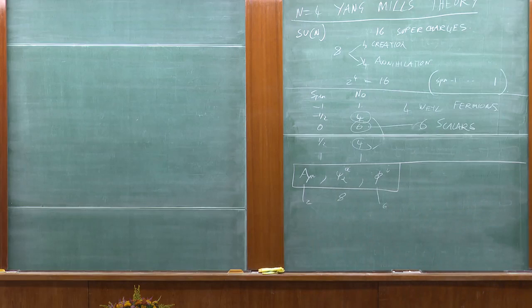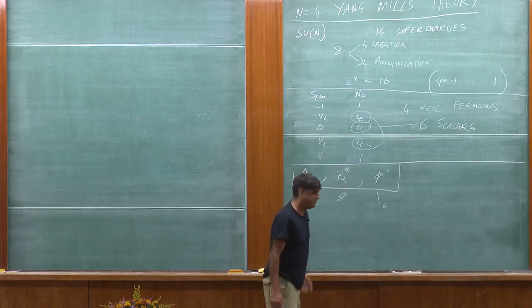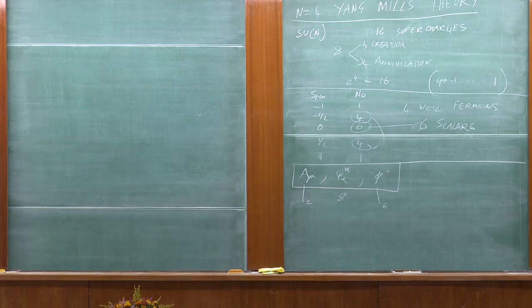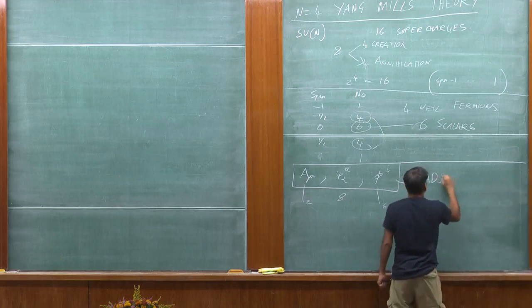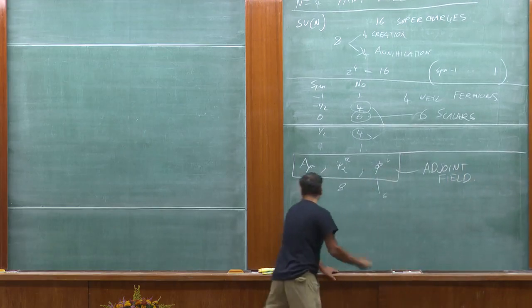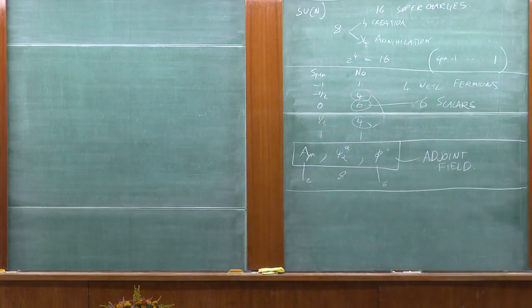Okay, so this is the field content of the theory. So far I have not referred to the gauge indices. But of course, A mu being a gauge field is in the adjoint. And then all of these are in the same multiplet. So under gauge symmetry, they all transform the same way. So all fields are in the adjoint. Okay? So every field here is an adjoint field. The supersymmetry takes you from one field to the other, and commutes with gauge transformations.